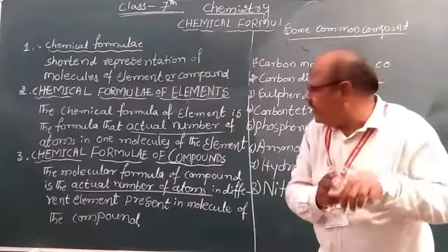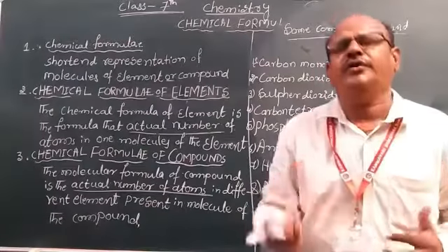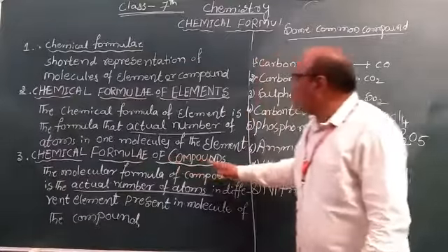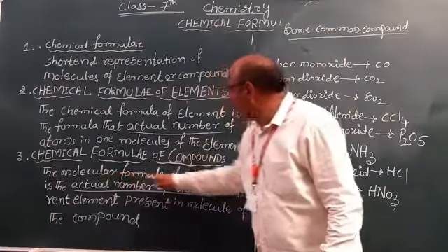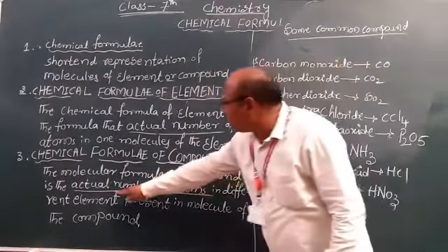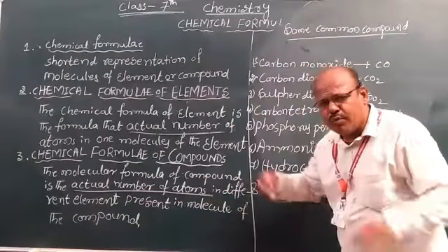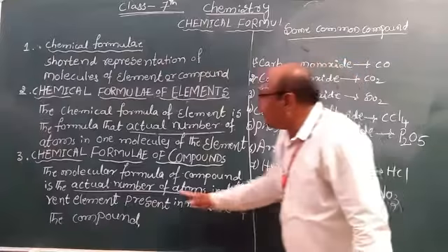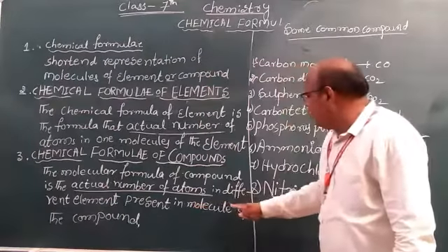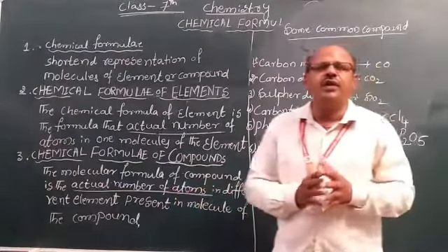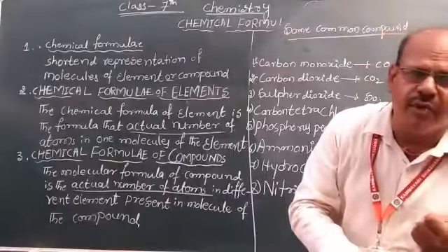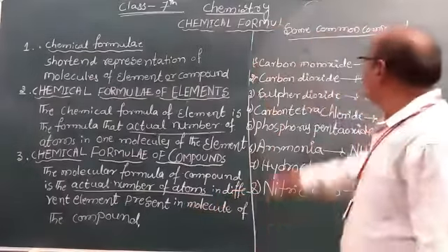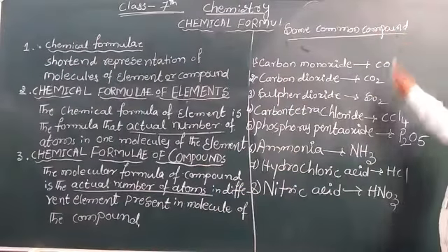For example, hydrogen is H2, which means 2 atoms are present in it. The chemical formula of a compound, that is the molecular formula of a compound, also shows the actual number of atoms of the different elements present in one molecule of the compound. These are the 3 points: the chemical formula of an element, the chemical formula of a compound, and some common compounds that were given.